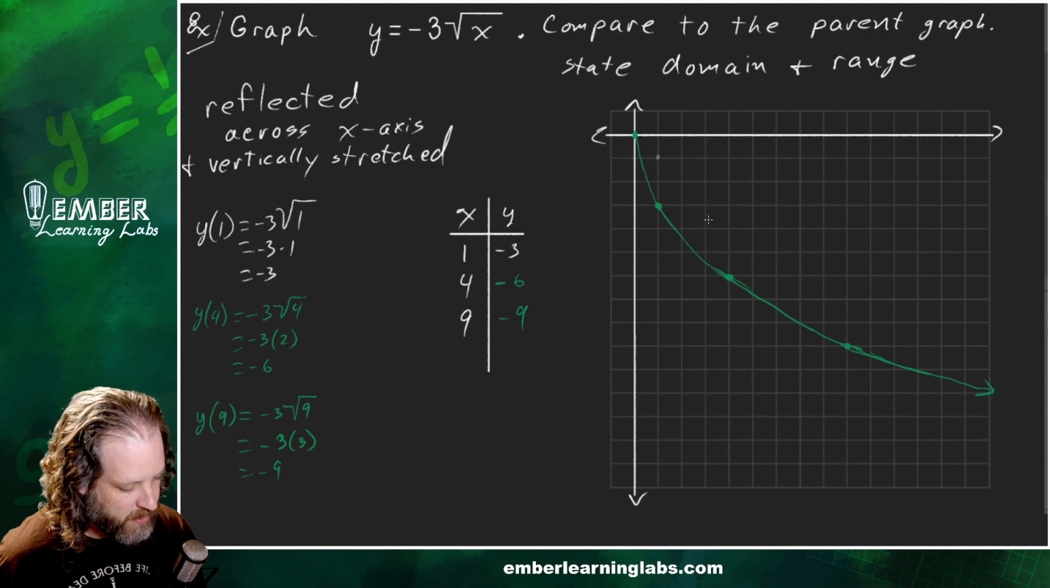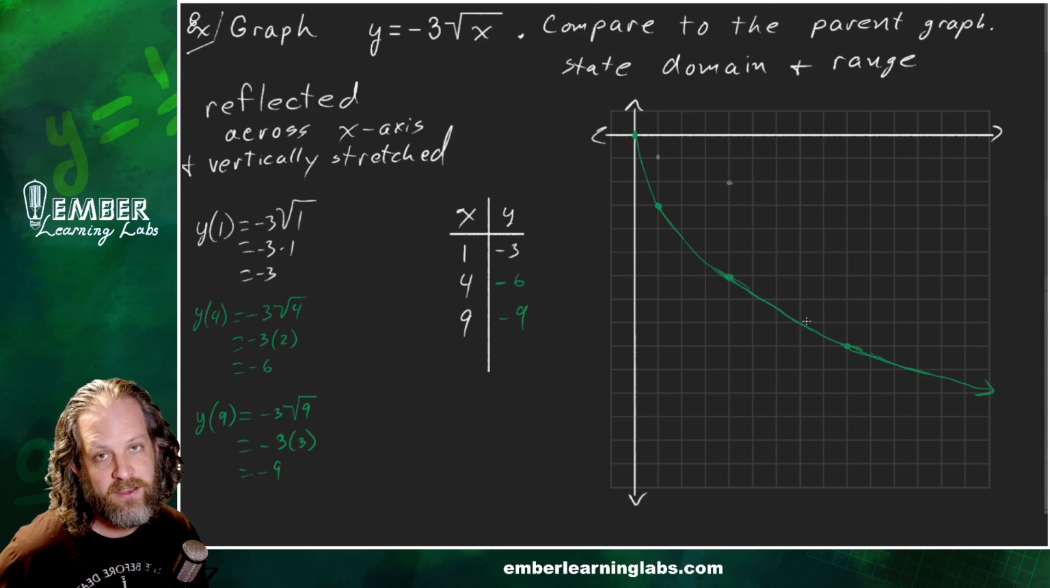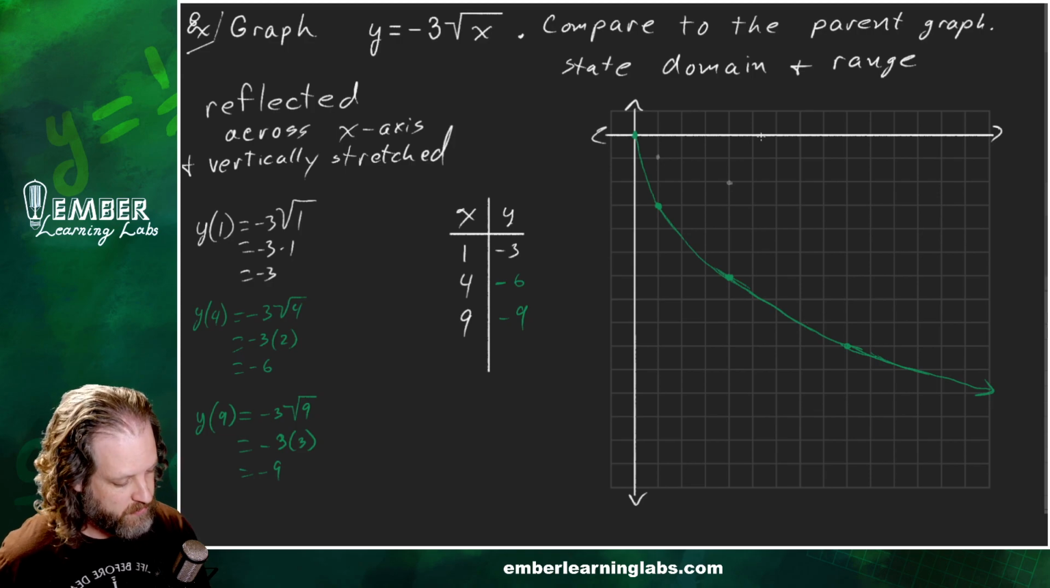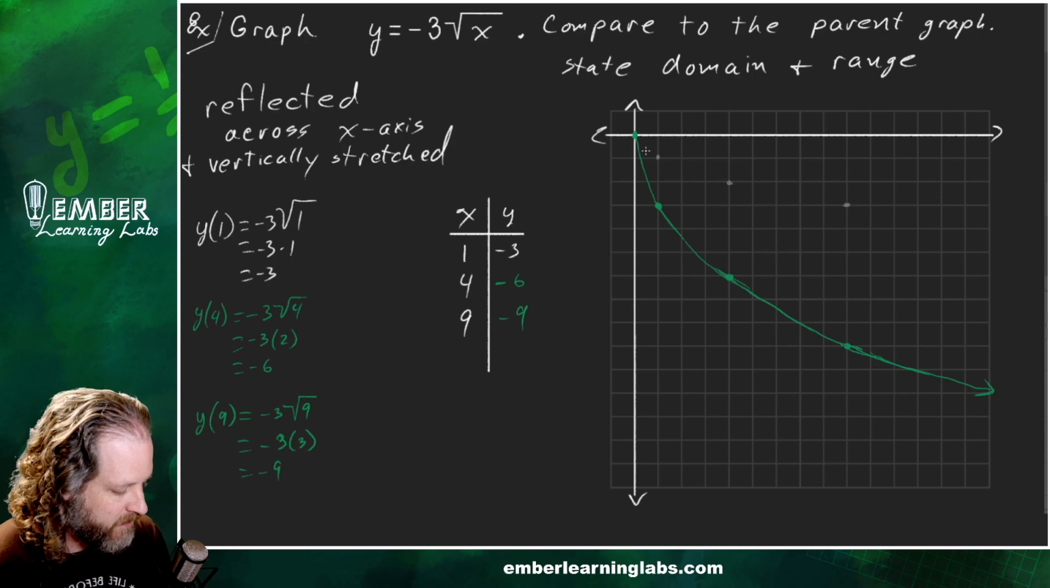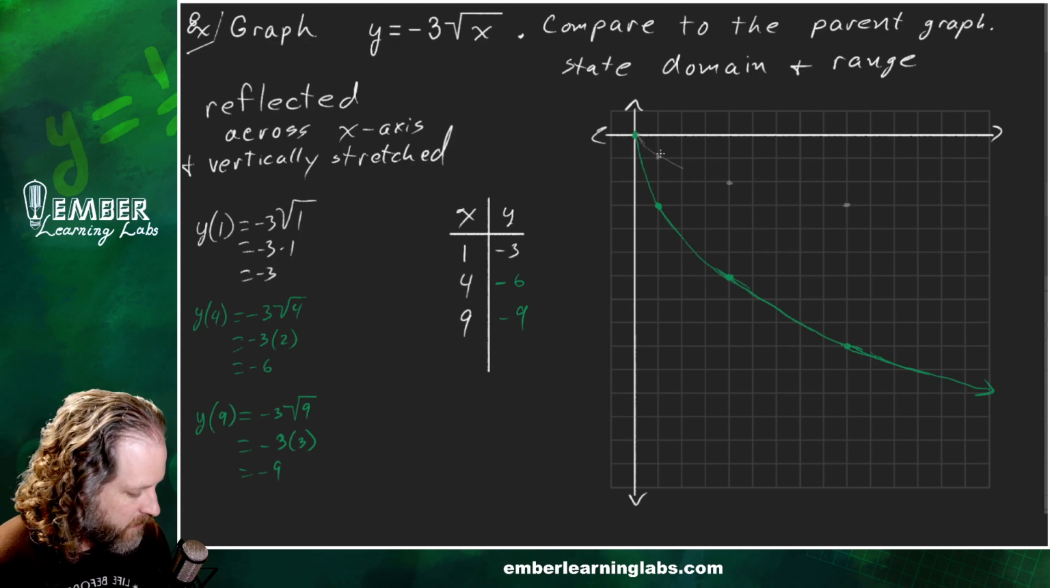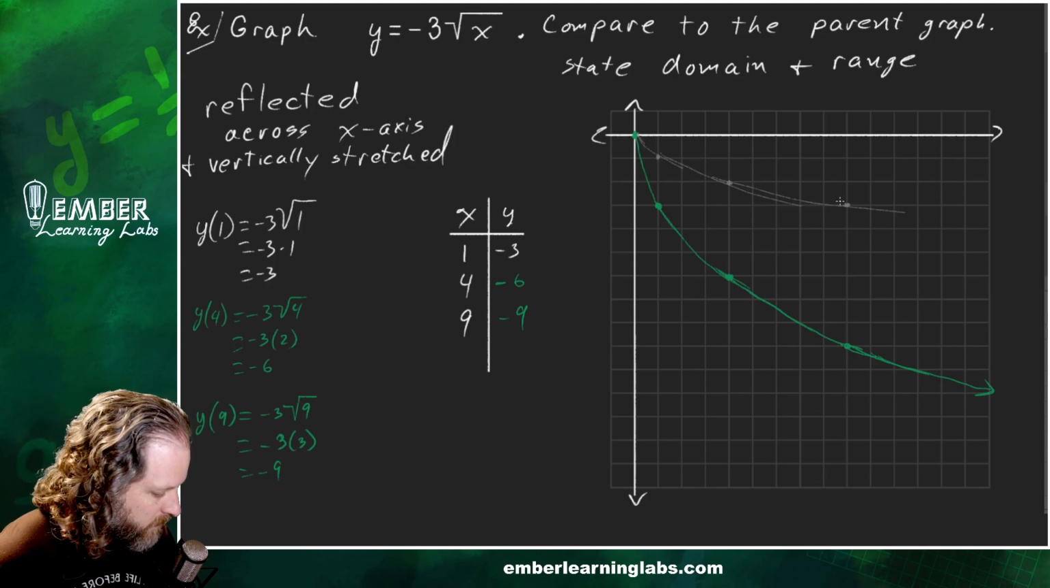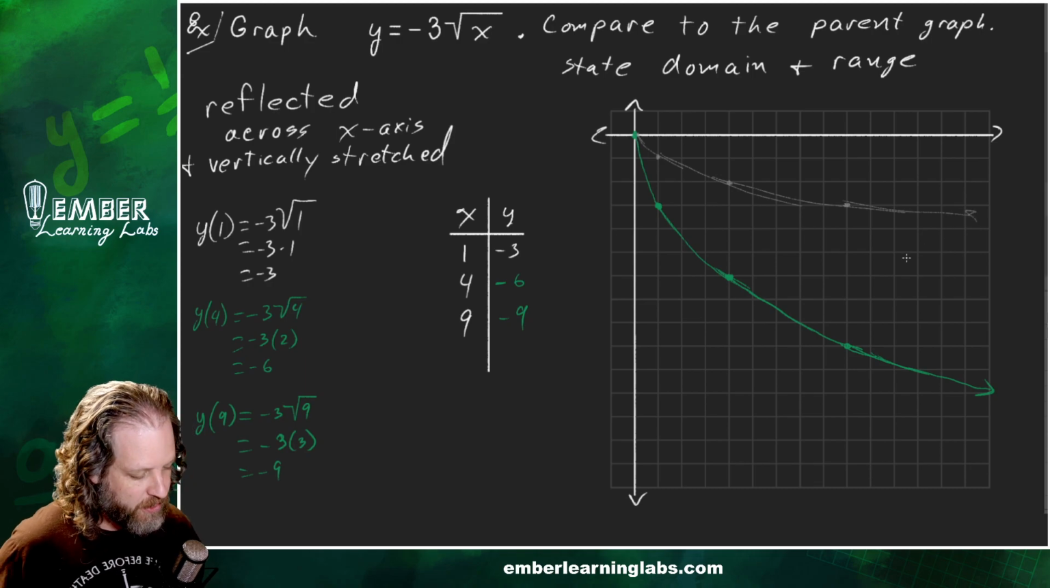So it'll go through 1, 1, then it'll go through 4, 2, because the square root of 4 is 2, right? And then it would go through 9, 3. So it would be like this, which is a third as big as this one. So this one was stretched by 3.